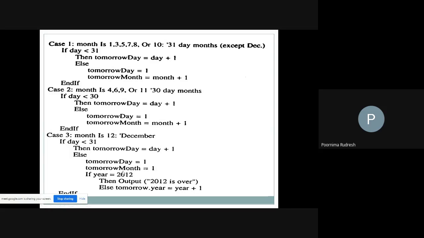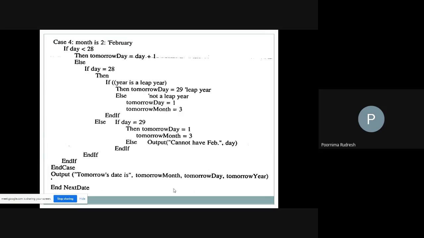Okay, so if the year is equal to 2012, then tomorrow's year is 2013, because 2012 is over. If we are at December 31st of 2012, the next day will be January 1st of 2013, hence the year is incremented by 1. So these are the three cases: the months consisting of 30 days, 31 days, and the December month.